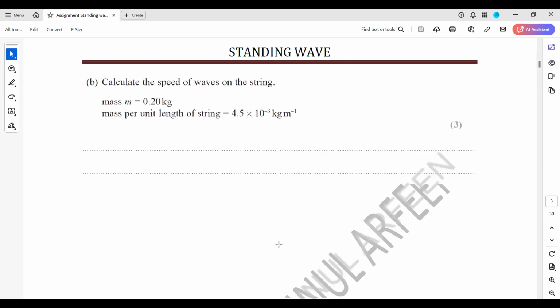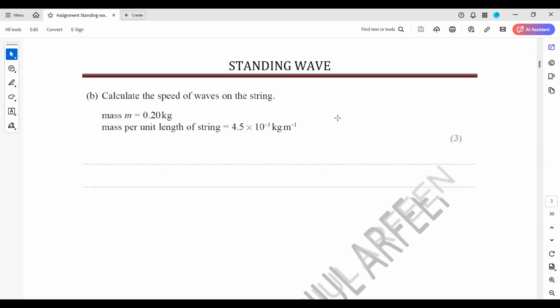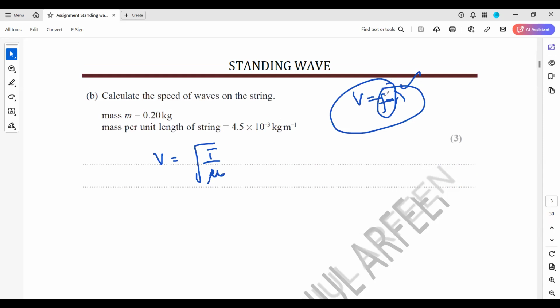The next is to calculate the speed of the wave on the string. The mass of 0.2 kg and the mass per unit length are given. How can we work out the speed of the wave? v is equal to the square root of T divided by mu. That is a formula I gave you that we can use. We can use v equals f lambda as well. But the problem is we know the wavelength, but we don't know the frequency, as the frequency is not given.